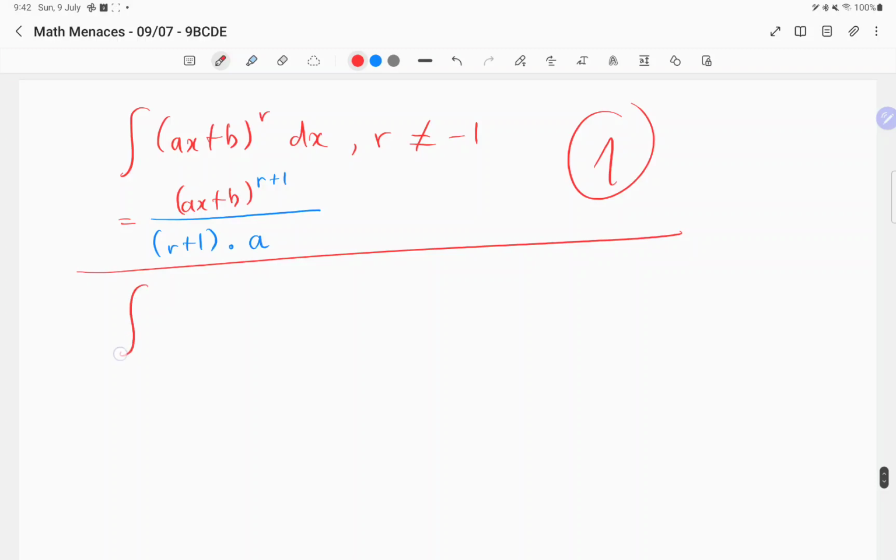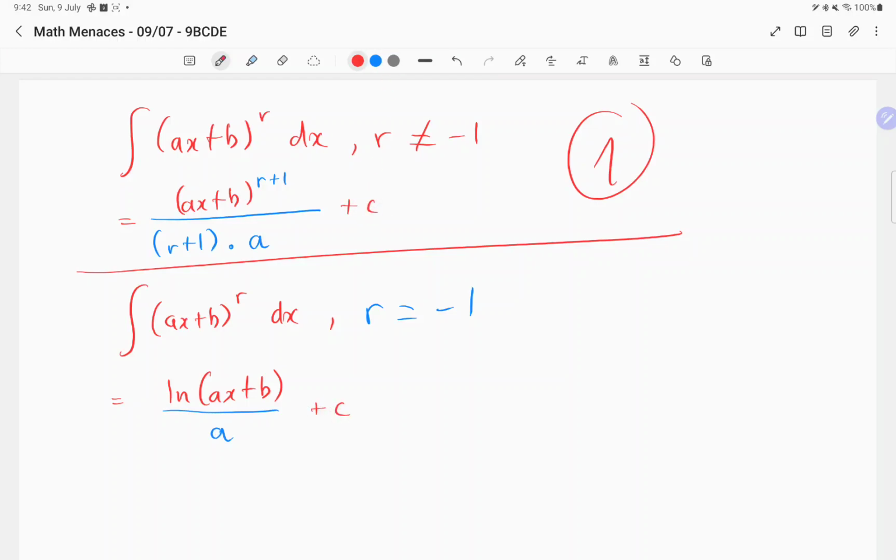Number 2, when you anti-derive something that looks similar, but the power r is equal to -1, then the answer will be ln of ax plus b, that's it, just ln of ax plus b, and then you need to divide by the coefficient of x, which is a. Right? And of course there's a plus c.